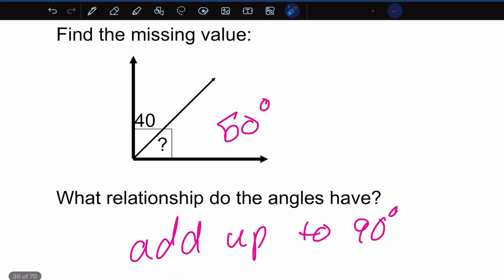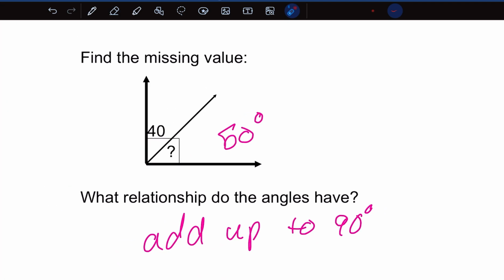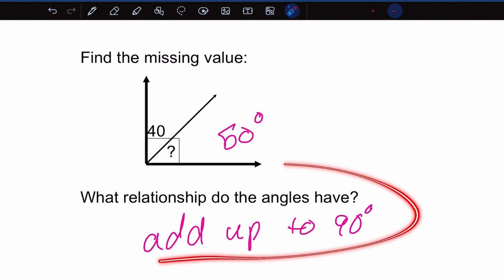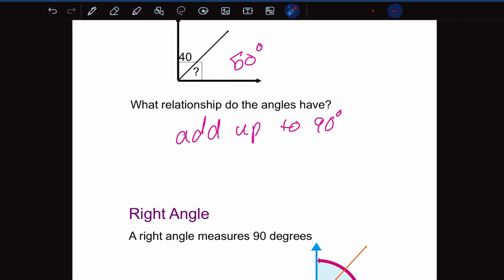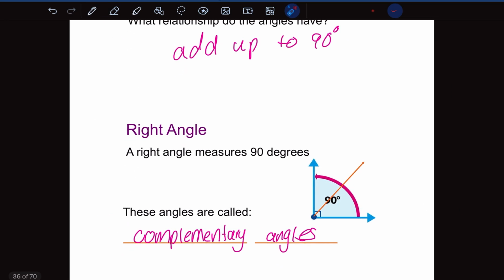So we talked about supplementary. Here we can see that we're dealing with a right angle, and that there's a relationship that these two angles are going to have to add up to 90 degrees. So if this angle is 40, the other one is 50. This is a pair of complementary angles.